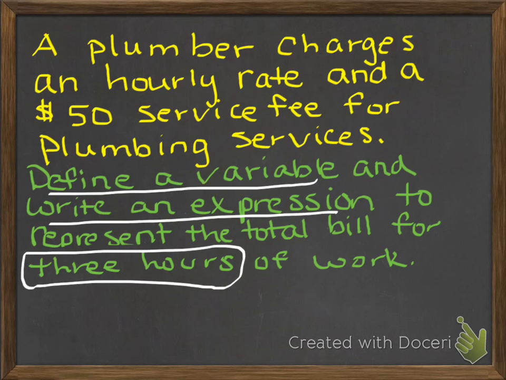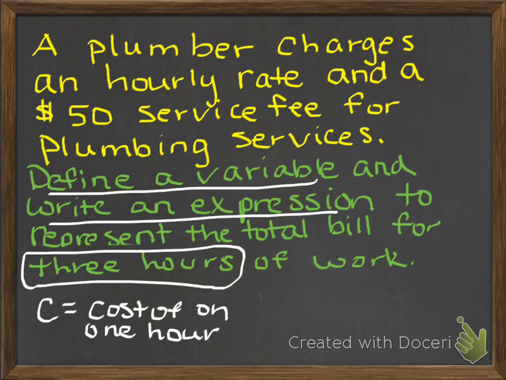Okay. So now we need to define the variable. So forget what I just said about defining the variable because we actually do know the number of hours. When we say we need to define a variable, we're going to define it as C, and that's the cost of 1 hour. Okay? The cost of 1 hour.